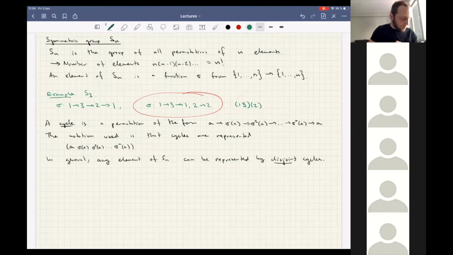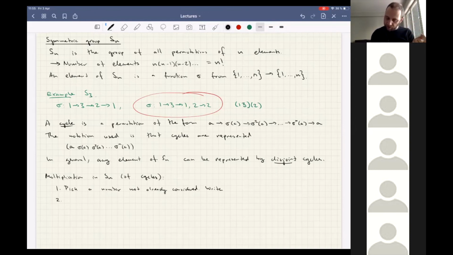The question becomes, how can we multiply cycles together if they do have common entries? Multiplication in Sn of cycles, you can do it in the following way. The first thing is that you pick any number that you have not already considered. Two, you write it down first. And three, you check what number the product maps it to.